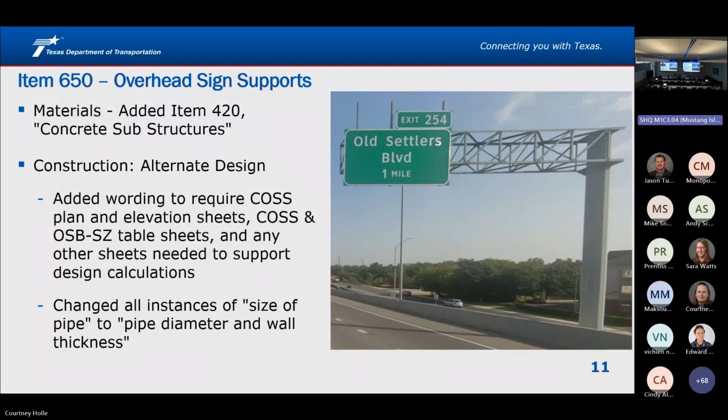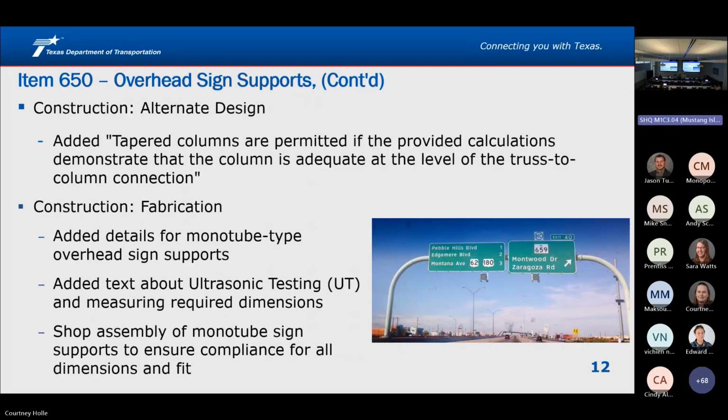And then they just changed some wording, the size of pipe to pipe diameter and wall thickness. In the alternate design, they added tapered columns are permitted if the provided calculations demonstrate that the column is adequate at the level of the truss to column connection.